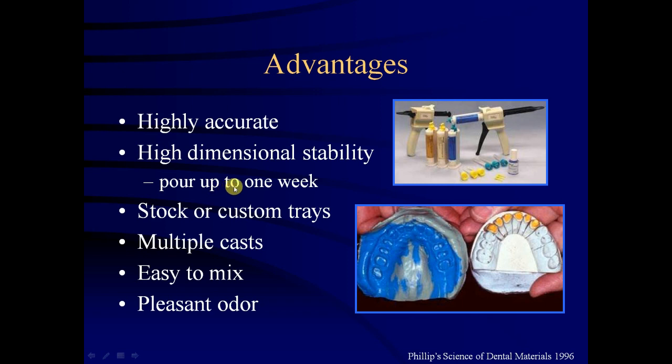You can pour it up to 1 week, not within. It is not necessary that you have to pour the cast within 1 hour as that of polysulfide. You don't have to pour the cast within 30 minutes as that of your condensation silicone. You can pour the cast up to 1 week. Very important. The stock or the custom trays are used to take the impression. You can pour multiple casts, not even a single cast. You can pour multiple casts from a single impression material, and it is easy to mix and has a pleasant odor.